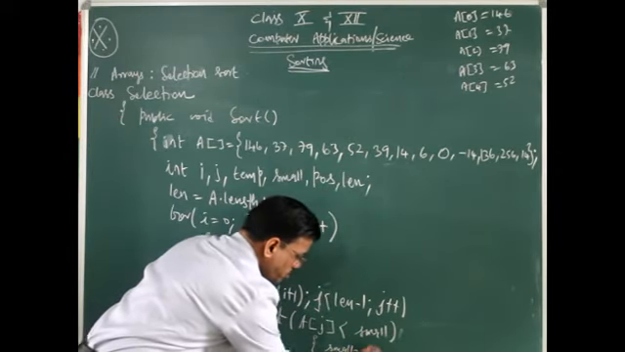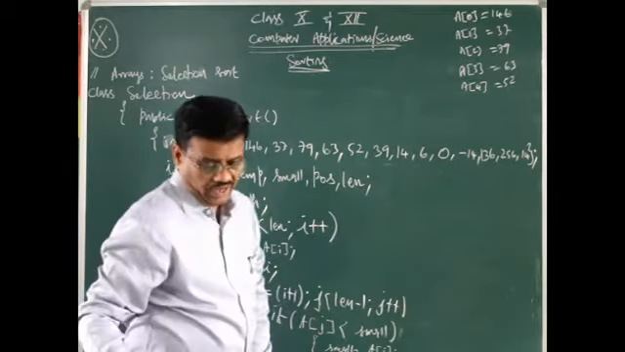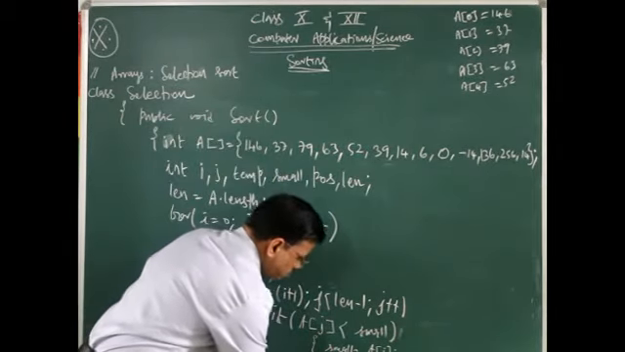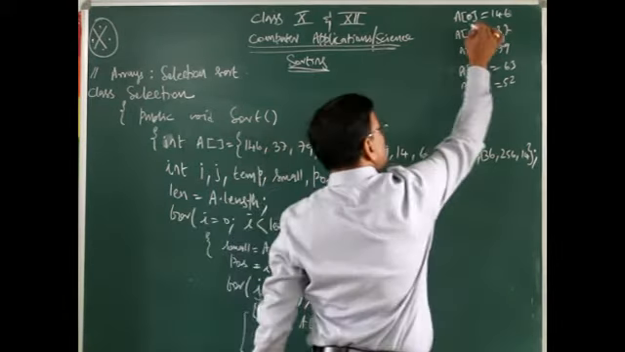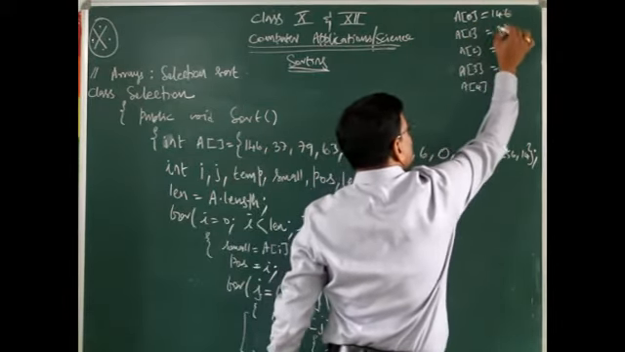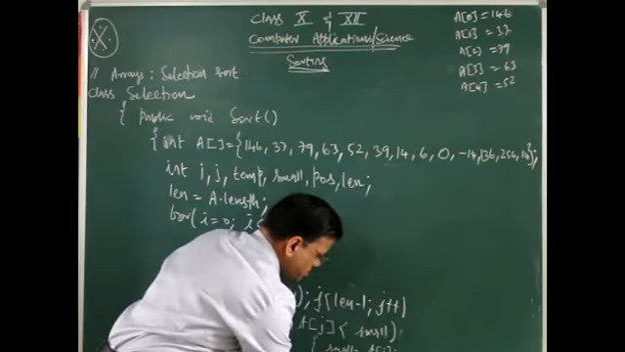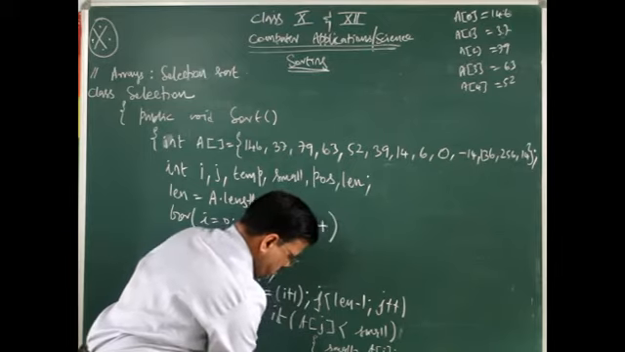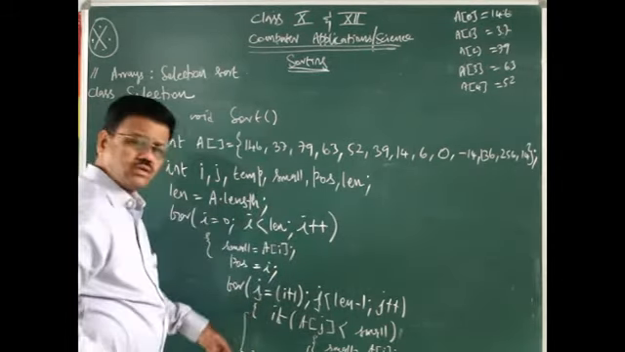Small value will be what? A of I, followed by position would be what? It was 0, now when I compare these two, this is the least value. What is the position for this? 1. So this is the J value. Okay, keep doing it.